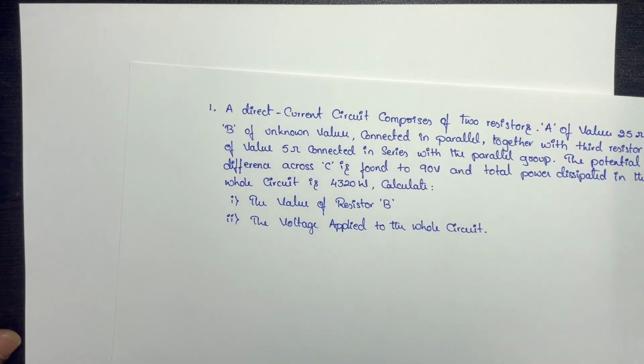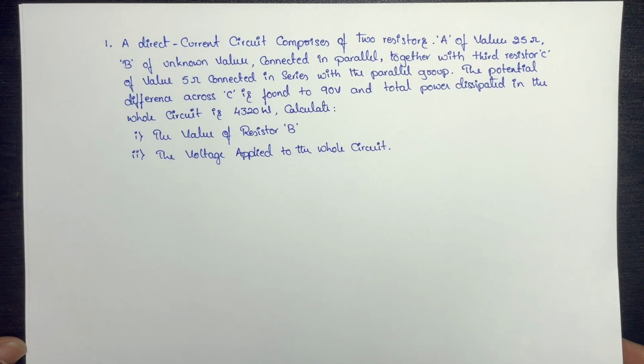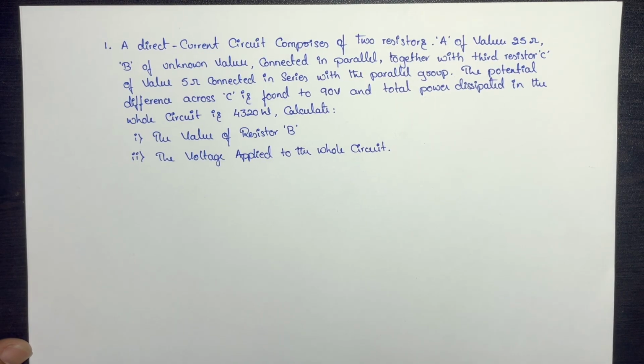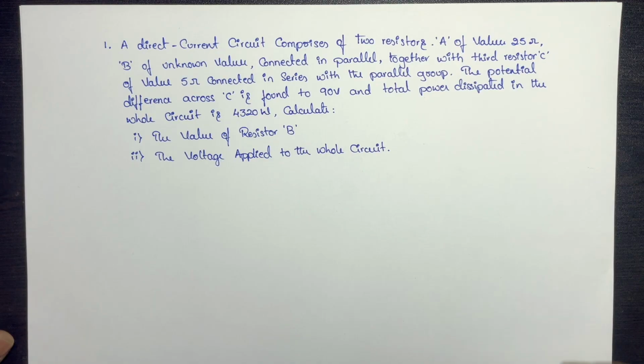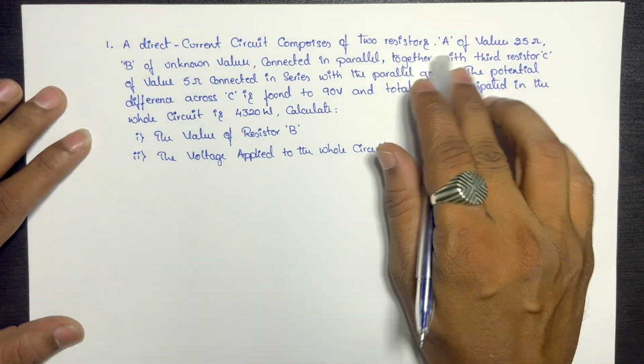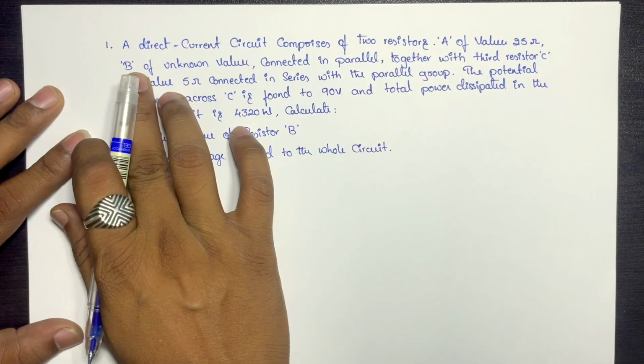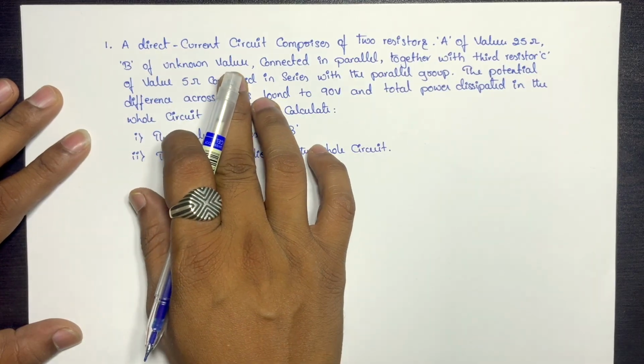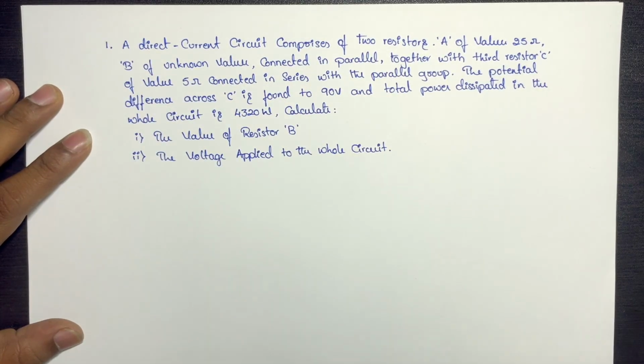Hello everyone. In this video, we are going to discuss some problems on series and parallel circuits and DC circuits. Let us take the first problem where a direct current circuit comprises two resistors, resistor A of value 25 ohm and resistor B of unknown value. These two resistors are connected in parallel.